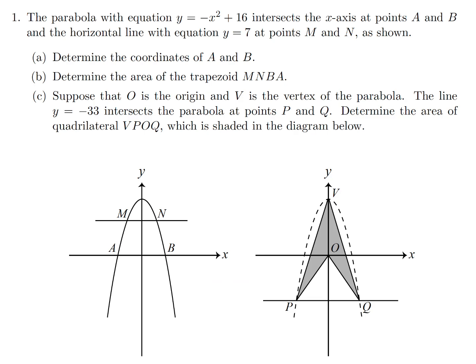The equation y is equal to minus x squared plus 16 intersects the x-axis, and the horizontal line with y equals 7 as the equation at M and N. Determine the coordinates of A and B.